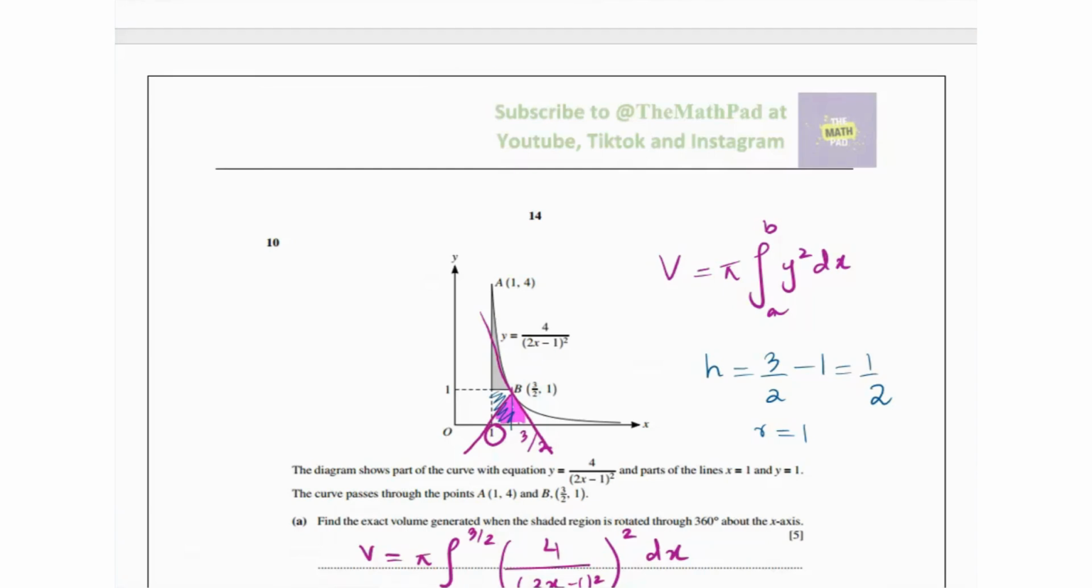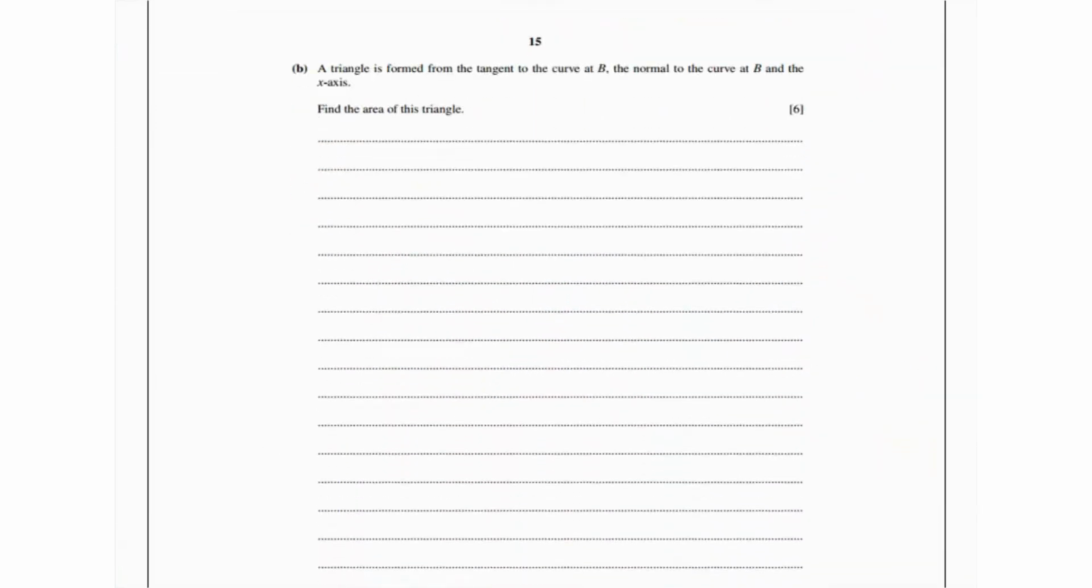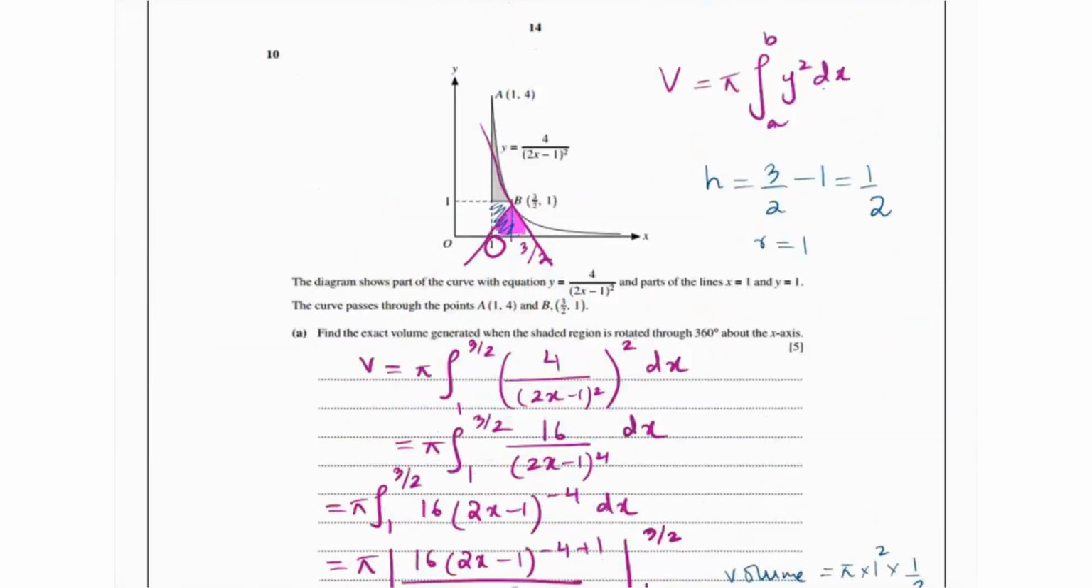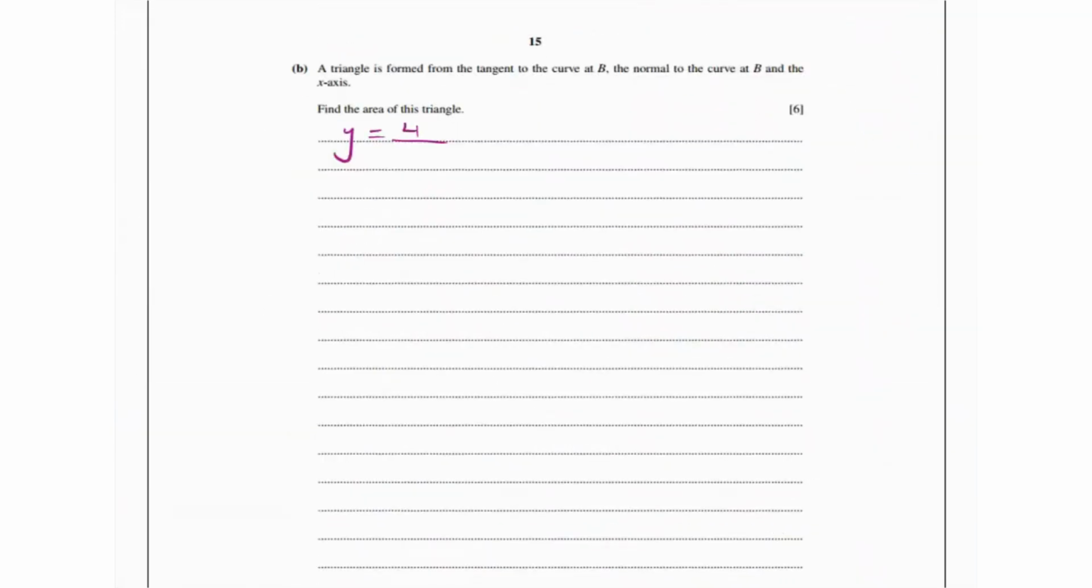So to find the area of the triangle with the equation of the tangent and the normal, for that we will use the equation of the curve. We'll differentiate the equation of the curve, find the gradient. Using that, we'll find the gradient of the tangent and the normal, and then make our equations. So y equals 4 over (2x minus 1) whole squared, which is the same as 4 times (2x minus 1) to the power of negative 2.